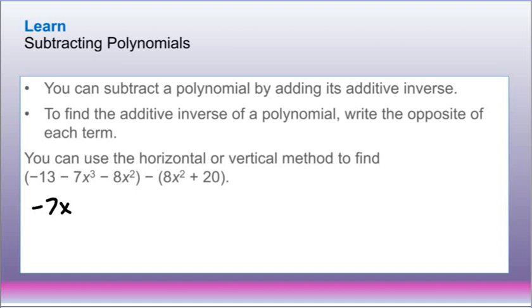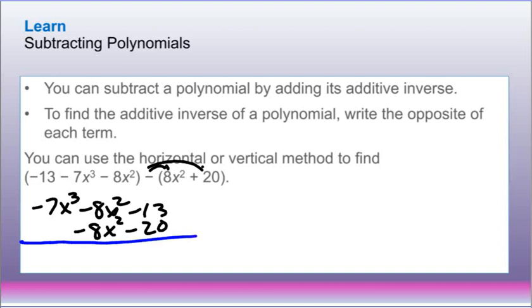So this would be negative 7x cubed minus 8x squared minus 13. And since I'm subtracting this one, I'm distributing a negative 1. So I'm subtracting 8x squared, and I'm subtracting 20. Now from here, I just need to add straight down. So negative 7x cubed plus 0 is negative 7x cubed. Negative 8x squared plus a negative 8x squared is a negative 16x squared. And negative 13 plus negative 20 is a negative 33.